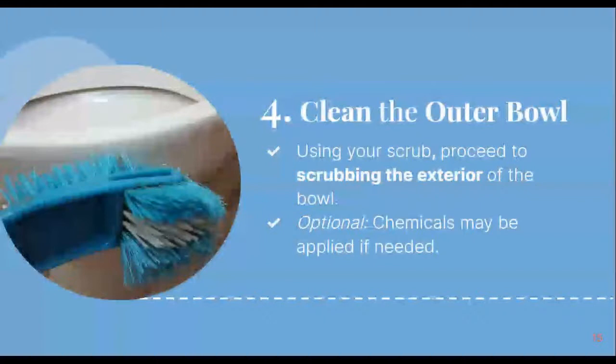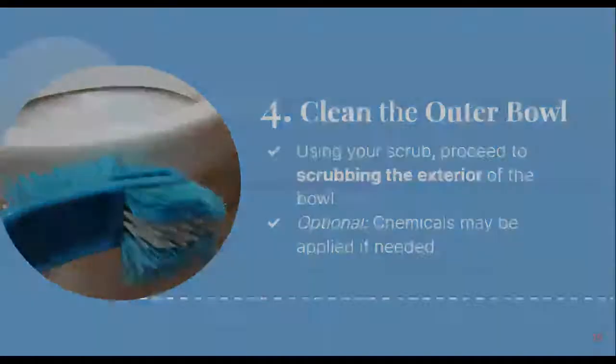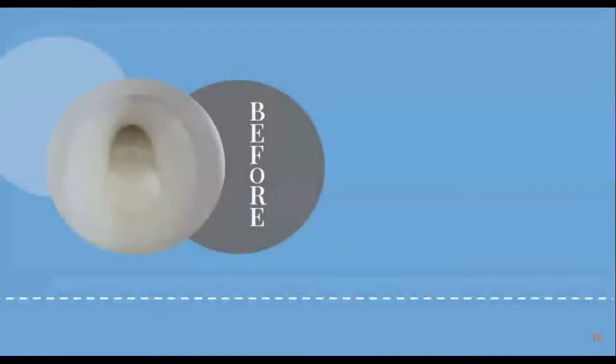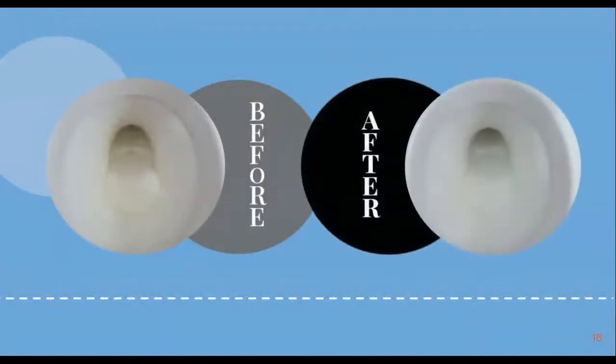Using your scrub, proceed to scrubbing the exterior of the bowl. It is optional to use chemicals if necessary, but it's unlikely because of the residue outside of the bowl. Usually it tends to be lighter, usually it tends to be weaker, and more susceptible to scrubbing. So in this image here, you would see how the bowl looked before the initial process. And after the proceedings, this is how it would look after your cumbersome, tiresome, and studious efforts.